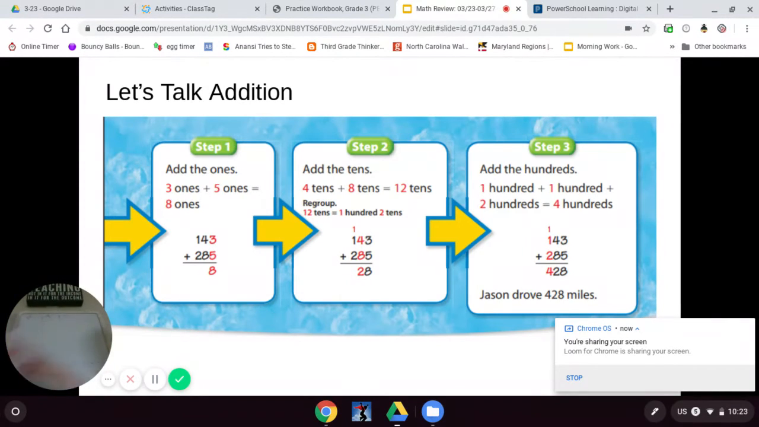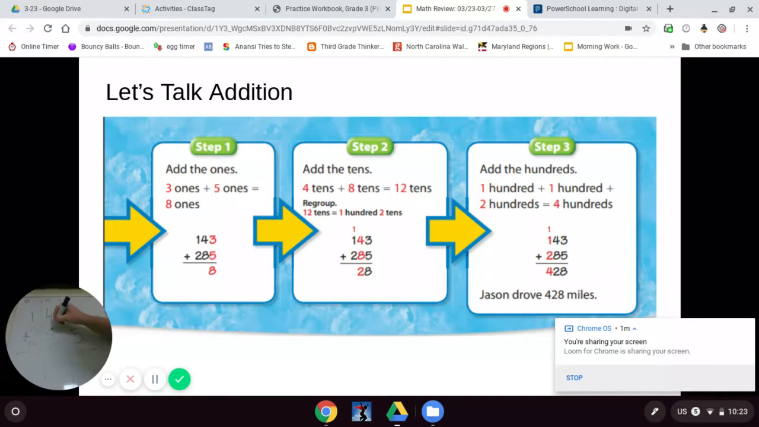Alrighty. So personally, and the way we've seen it in class, I like to set up my problem. 143 plus 285. Hopefully you can see that. There we go. So I like to actually label where my ones, my tens, and my hundreds are. I'm going to try to make that a little darker for y'all. Just like we set it up in class. This way, when I have to regroup, I know exactly where I'm jumping to.